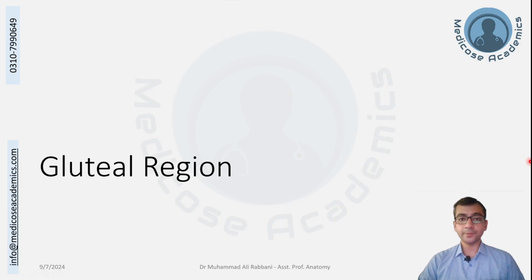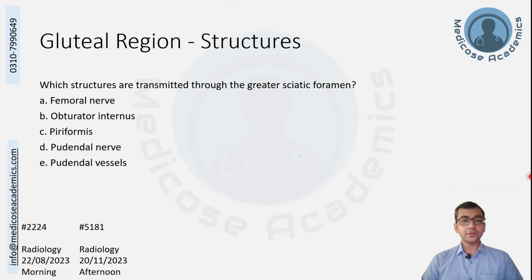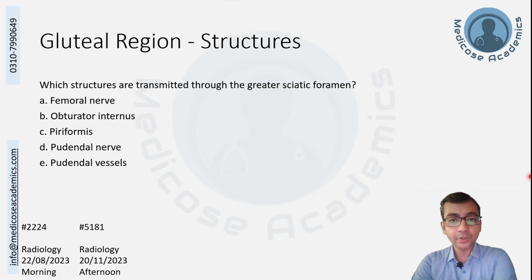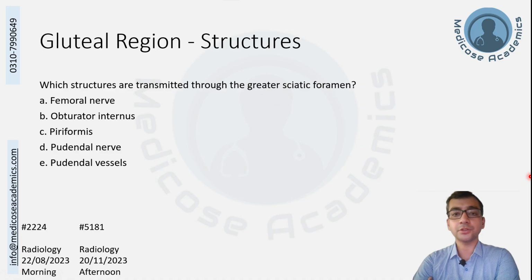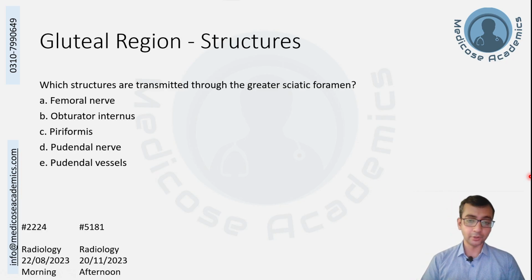Let us move to the next topic, that is the gluteal region. In the gluteal region, which structures are transmitted through the greater sciatic foramen? So this is one of the very commonly asked questions. For the purpose of solving this question, you need to be very confident regarding all of the structures that are passing in the greater sciatic foramen, through the lesser sciatic foramen, and even within the greater sciatic foramen above or below the piriformis. That question has always been a part and parcel of this exam. So among these options, the piriformis is the right answer.